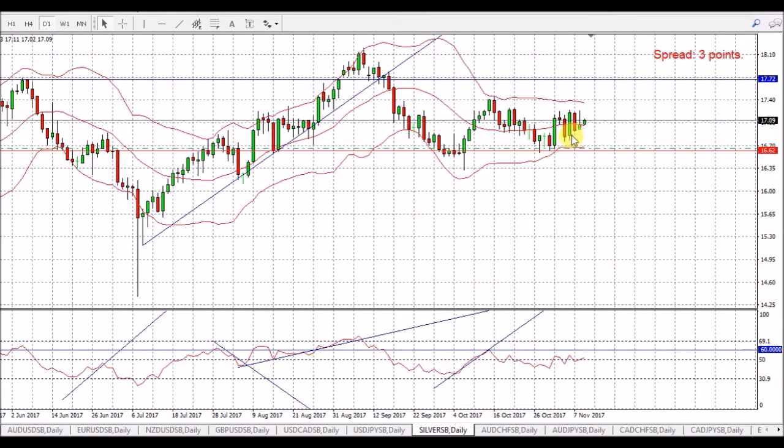Silver. Again, as we see strength in the dollar, we're going to see weakness in the silver price. It hasn't really done much over the last month, so I'm just waiting, and we'll see what happens here. But I think this is going to go down.